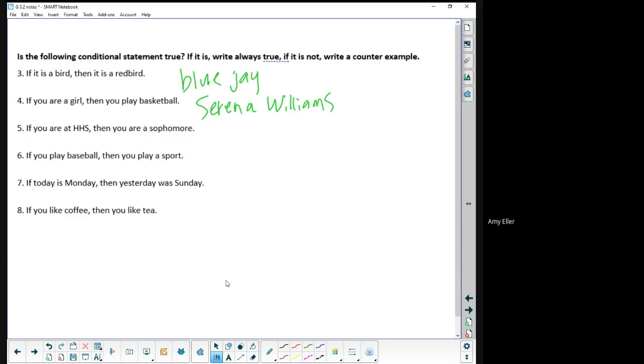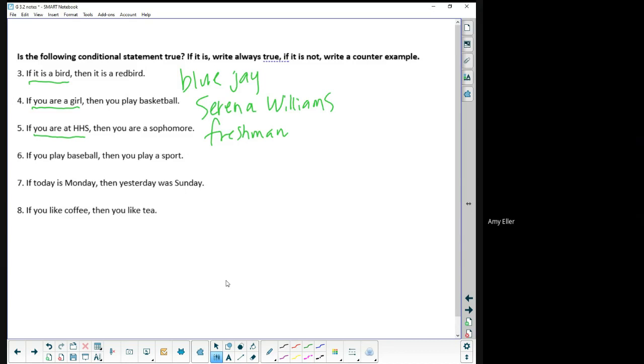Number 5, if you are at HHS, then you are a sophomore. Always true? No, what's a counterexample? Freshman. You could give a specific freshman. Give a specific person. Freshman would be specific enough because they are a person at HHS. Serena Williams is a girl. A blue jay is a bird.